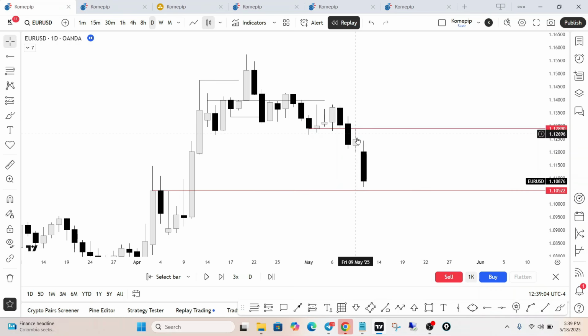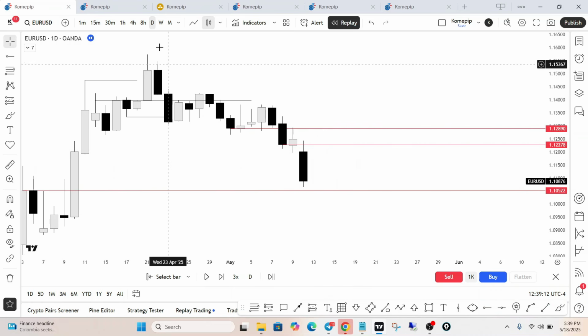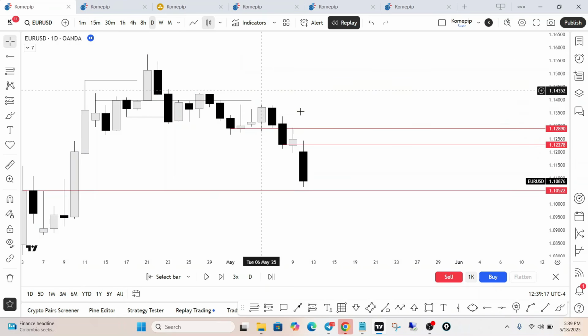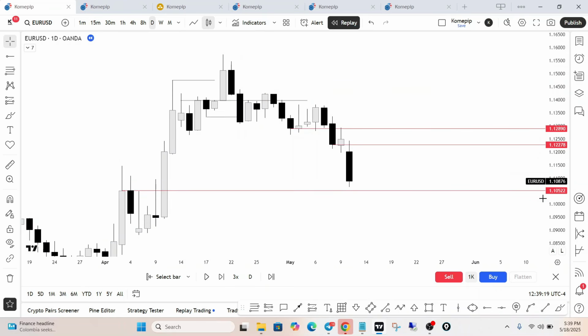Price had already reacted from that zone, and this also is a daily key level. This is a daily key level. Why? That's a V shape right there. You can see it. That's a V shape right there. I hope you are enjoying this video already.